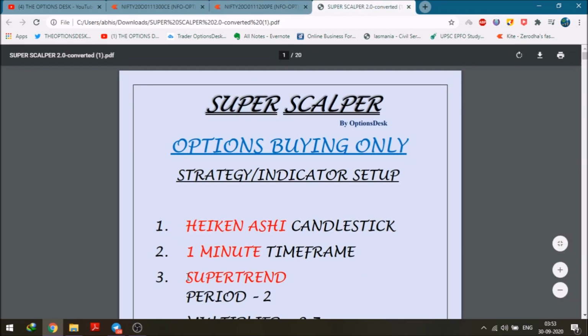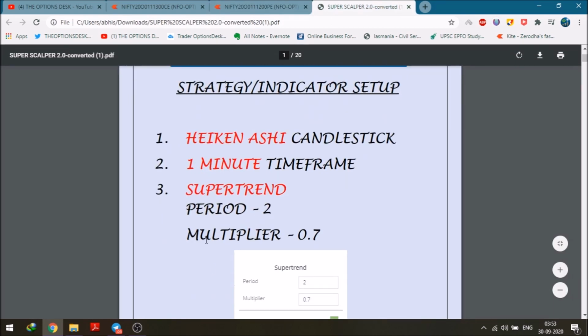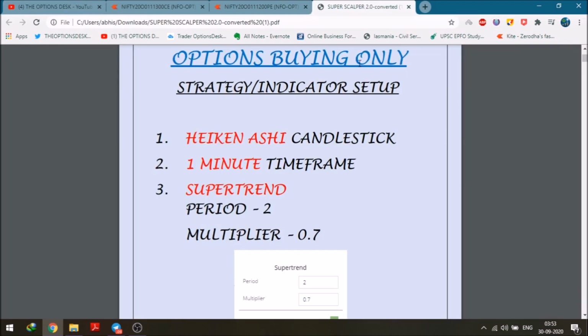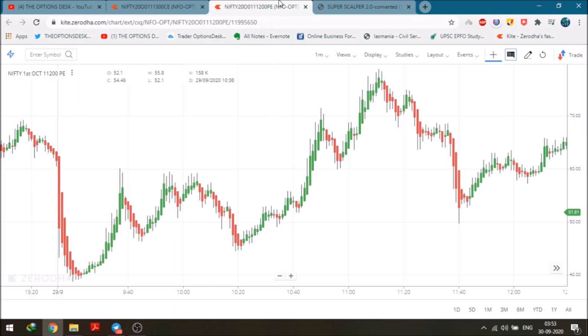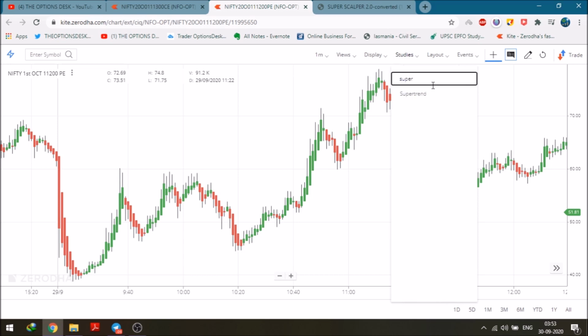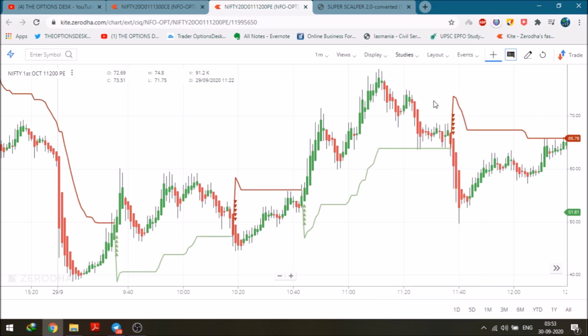Now the third option, that is a super trend, period 2 and multiply 0.7. This I have adopted from my all-in-one strategy. It's the same I use, period 2 and multiply 0.7. So I will add it here again. First I will search the super trend, SUPER. Just a moment. It comes here.